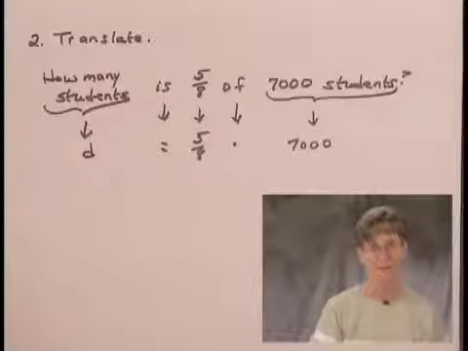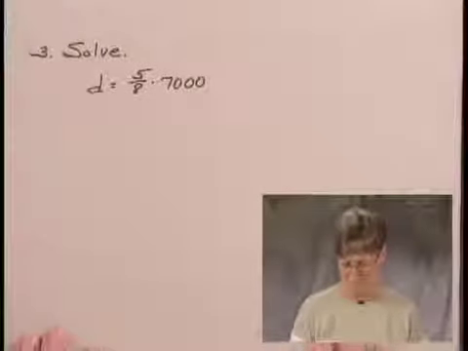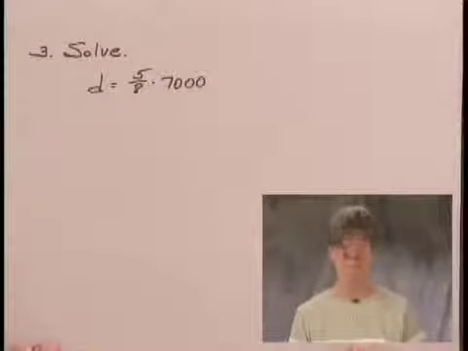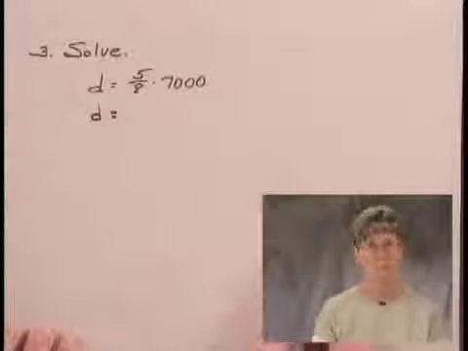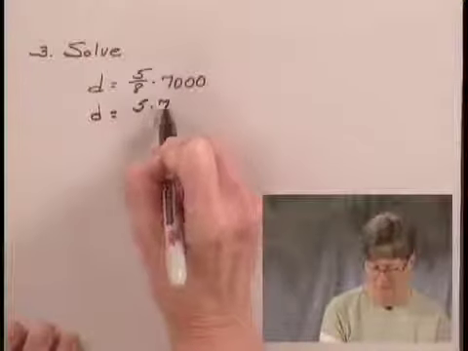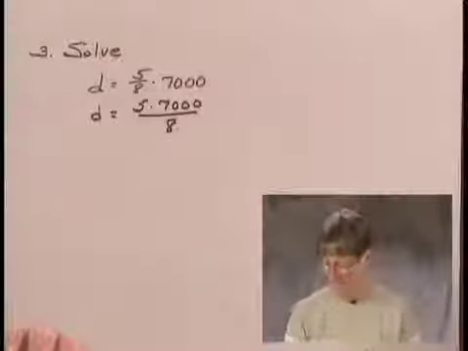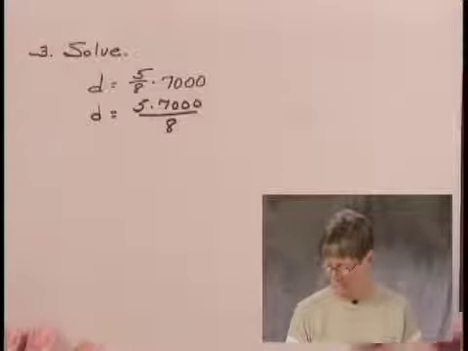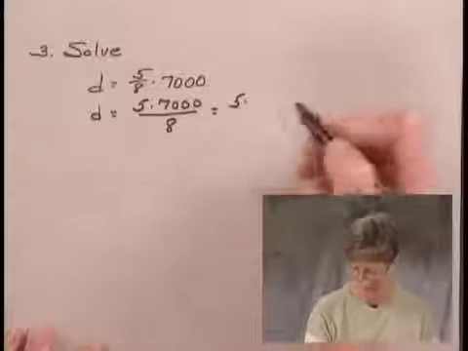The third step is to go ahead and solve the equation. Remember, our equation is D equals 5/8 times 7,000. So we just need to do the multiplication to solve the equation. Multiplying, we have 5 times 7,000 over 8, and we need to simplify this fraction. I can write 7,000 with a factor of 8.